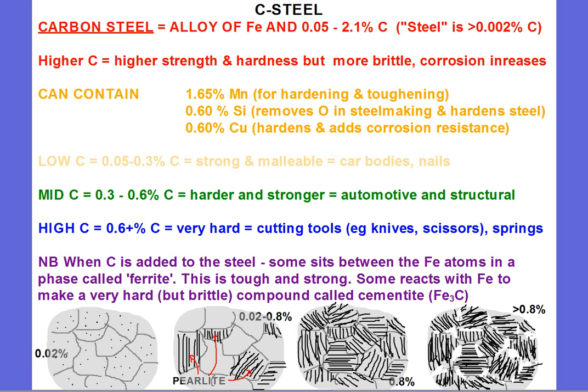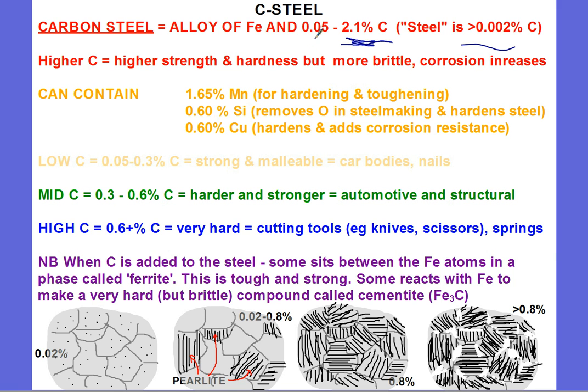Now we're going to look at different types of steel, and the first steel we looked at was carbon steel. Now, carbon steel is an alloy of iron and about 0.05 to 2.1% carbon. Anything above that 2.1% is called cast iron or wrought iron, so be aware of that. 2.1% is the maximum as far as carbon concentration is concerned. Steel, all types of steel, I think is greater than 0.002%, but specifically carbon steel is between 0.05 and 2.1% carbon.